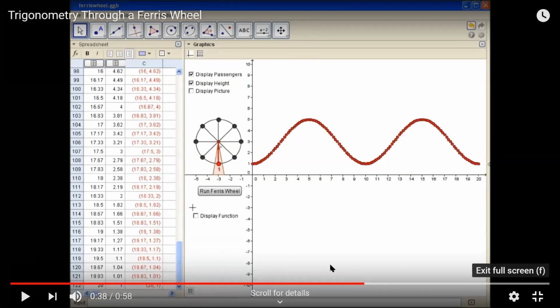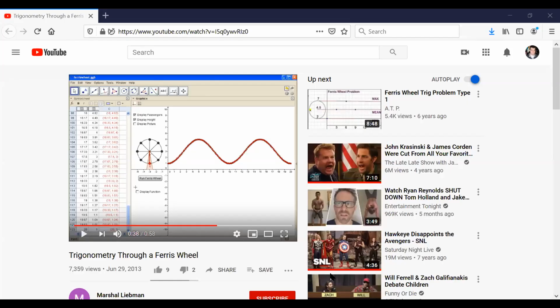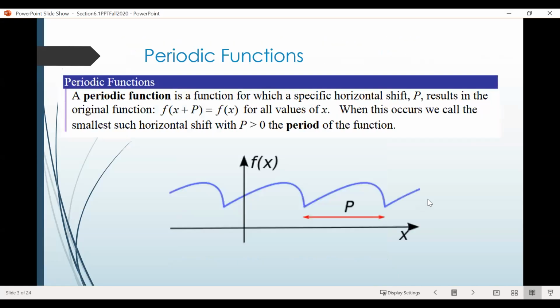Well, when we have a function like that, where there's a repeating pattern in its shape, we have a special name for that. That's called a periodic function. And so the idea with a periodic function is one where a specific horizontal shift, which we call p, and p usually stands for the period, results in the original function.